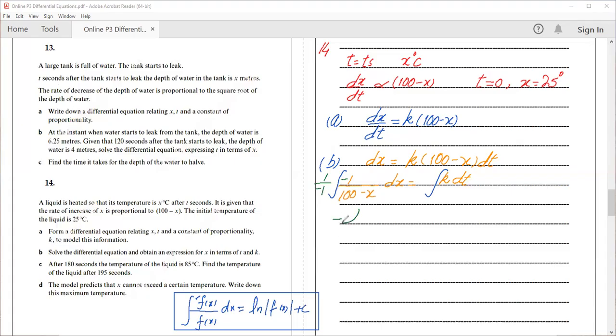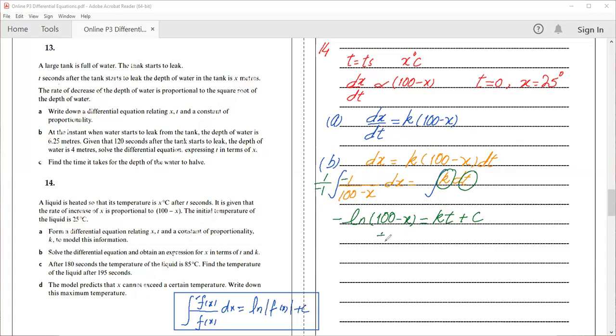So minus log natural of 100 minus x is equal to, that is a constant. That constant will multiply by this variable, so that becomes k times t, and plus c is the constant of integration. Now we have to find the value of c as well as the value of k.